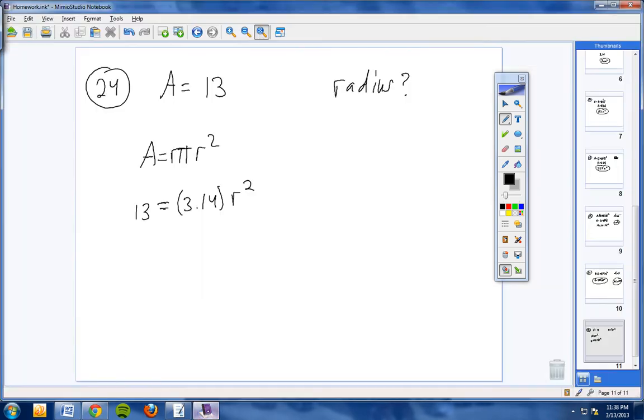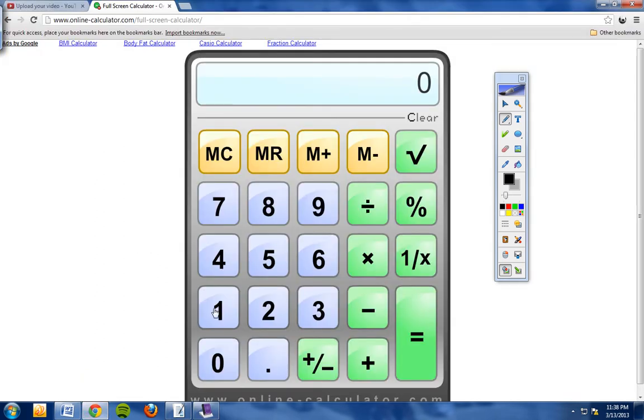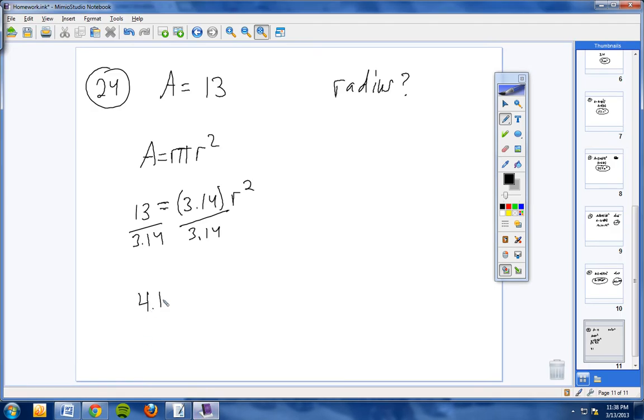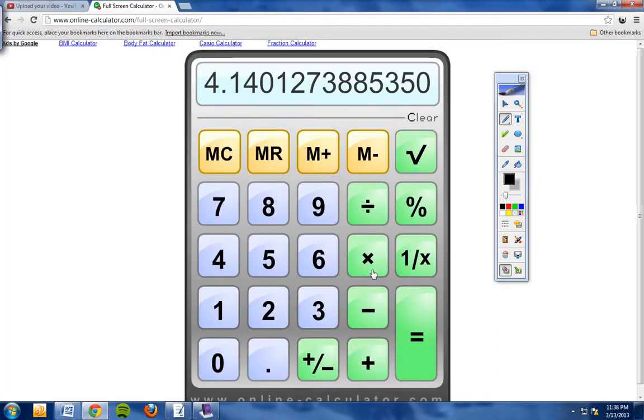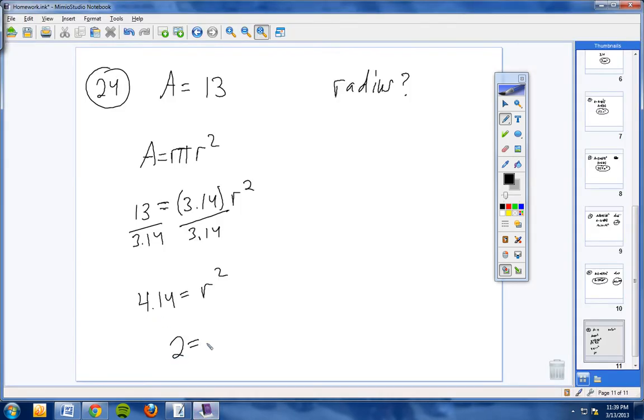Okay, let's go back to our problem now. We're taking 13. We're dividing both sides by 3.14. So 13 divided by 3.14 would give us 4.14. That's good enough. So 4.14 equals r squared. And now take the square root of both sides, and we get 2.03. So we're going to round to the nearest whole number, so the radius is 2.